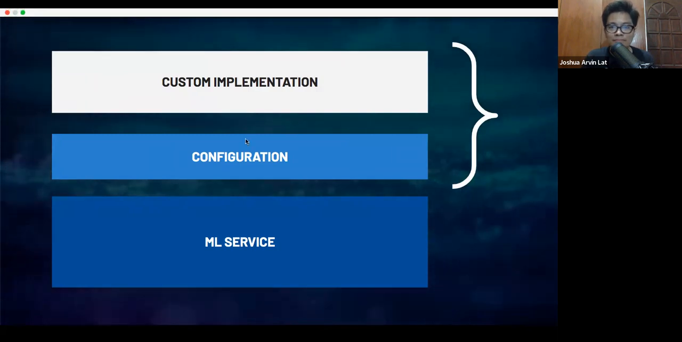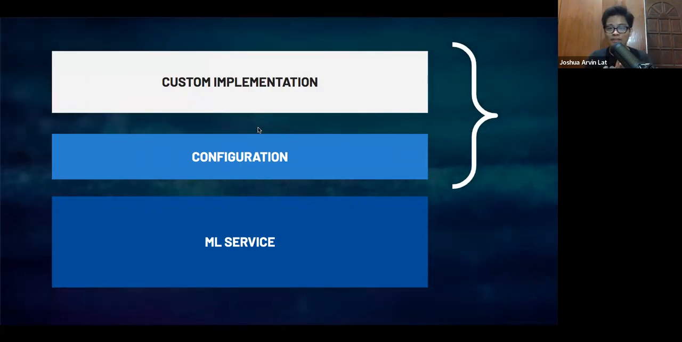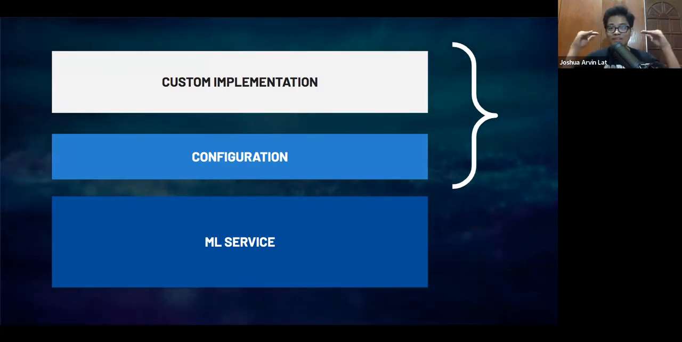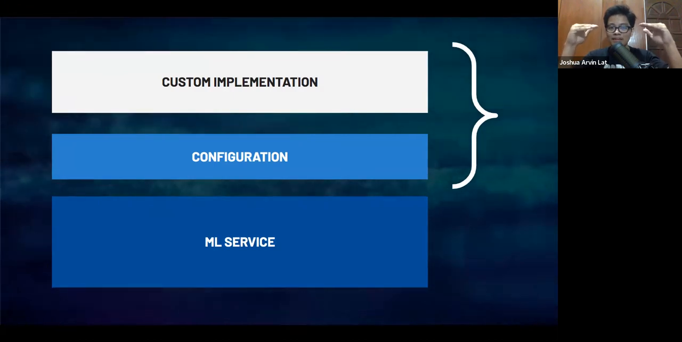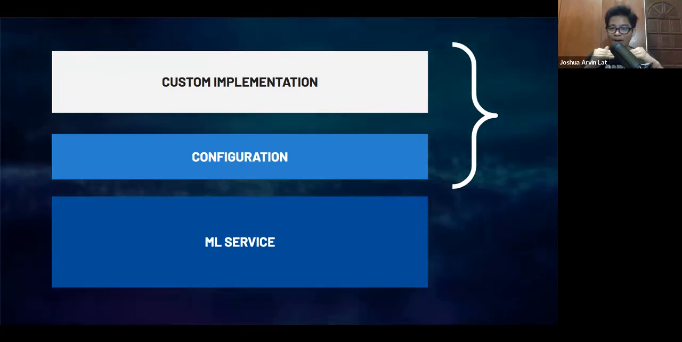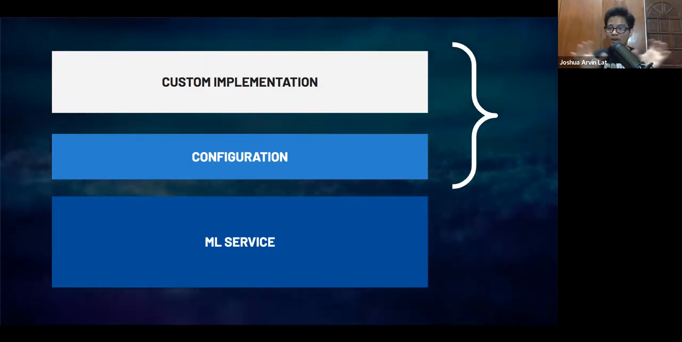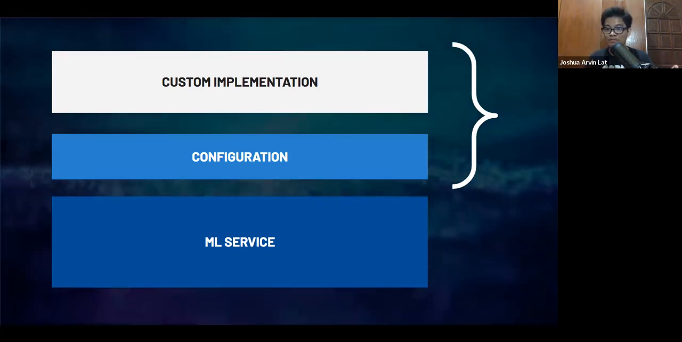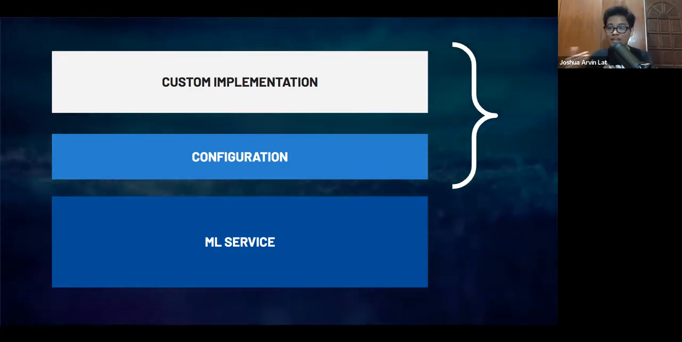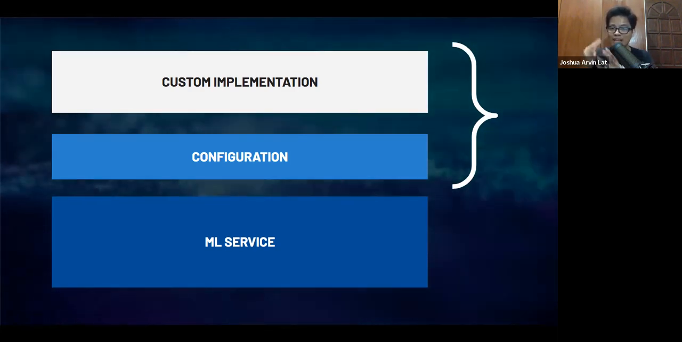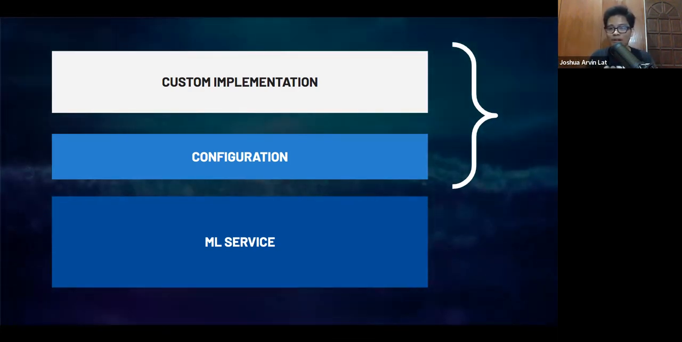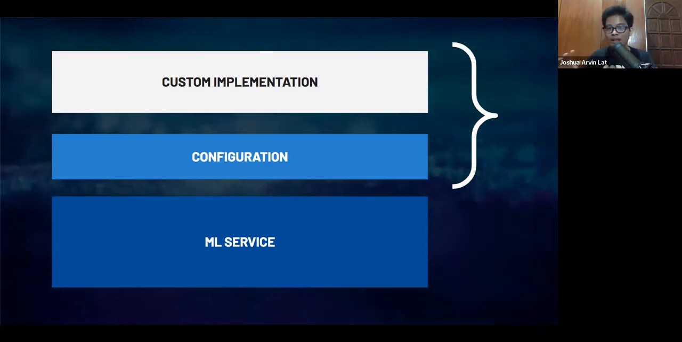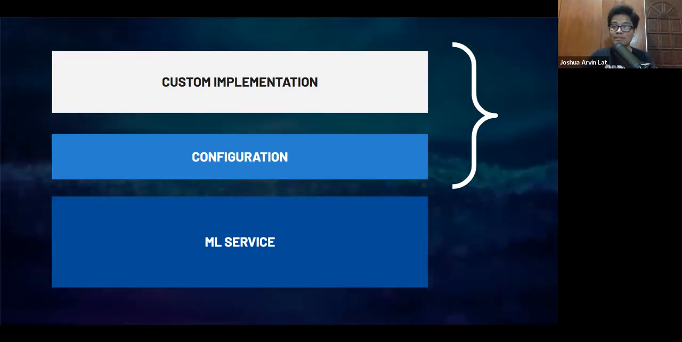All right, let's now focus on this slide. So we can see here that we have three bars. The first bar is custom implementation. The second bar is configuration. The third bar is ML service. You have an option to use or not use an ML service. So if you were to use an ML service, you have to study the different features and capabilities of that service. So that service may already provide a lot of automation work for you, so that all you need to do is add the configuration code and maybe add custom scripts.